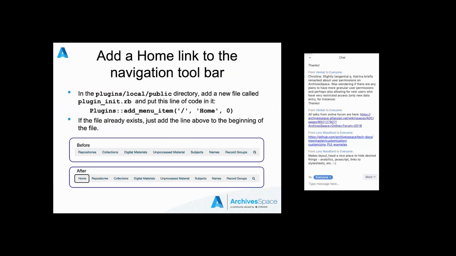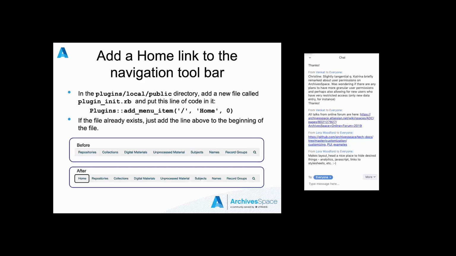Next, I wanted to show how to add a home link to the navigation toolbar. We've messed a little bit around with the navigation toolbar with the configuration file, but that was mostly for removing. So this is going to show you how you can add a link to the navigation toolbar. Again, in the plugins local public directory, what you need to do is add a new file called plugin_init.rb and put this line of code in it.